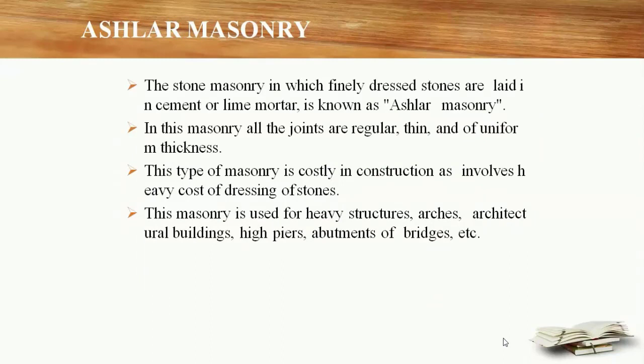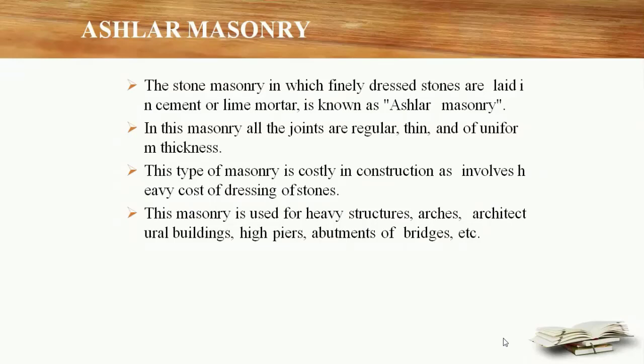Then next is the ashlar masonry. In this type of masonry, stones are cut nearly in a regular shape. The height of the stone is 250 to 300 mm. They are square or rectangular in shape. All stones in a course have the same height, but the height need not be the same for all courses. The length of stone should not be more than 3 times the height, and it should not be less than half of the height.